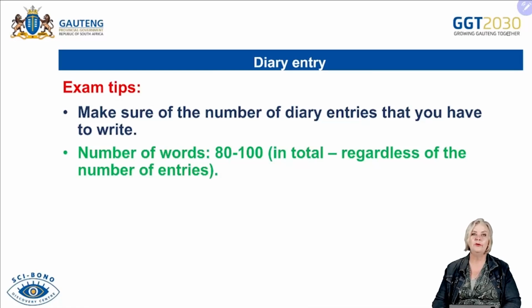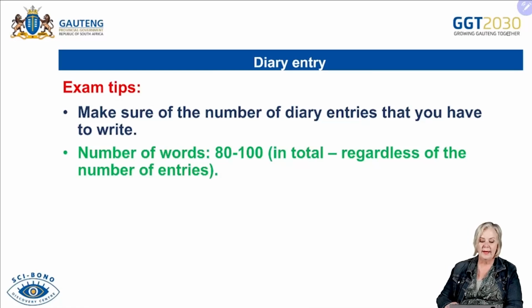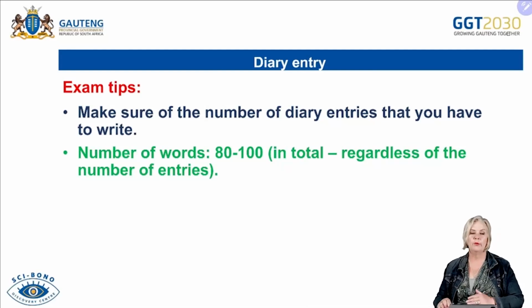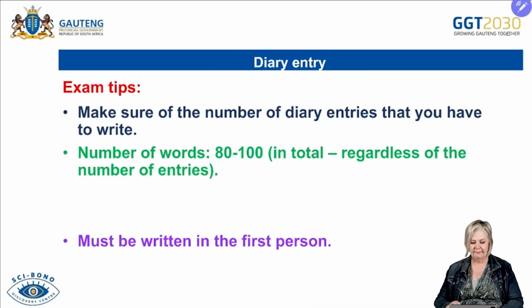Very often, if there are two dates, one would refer to before the event and one would refer to after the event. And you must be very careful. The instructions of the question will tell you exactly what is required. The number of words for the diary entry, yet again, is 80 to 100 words in total, regardless of the number of entries. So in total, if there are 2 diary entries or if they require 3 diary entries, depending on the instructions, you will still have 80 to 100 words. So think very carefully before you write.